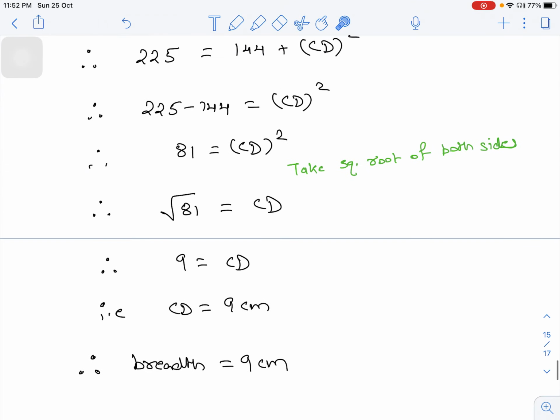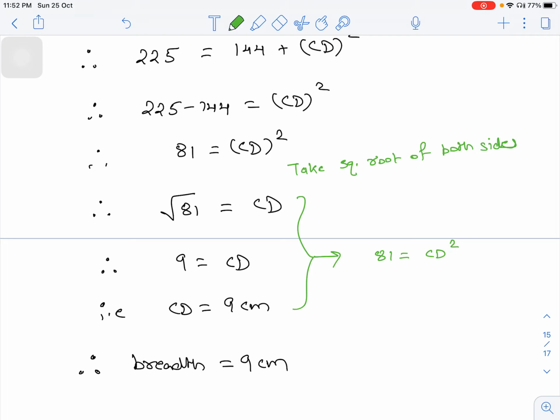Now let us look at this step once again. If you're not able to understand this, I'm writing one more step on this side. This step I am writing here. First we had 81 equals CD square. Now this CD square, we don't want this square over here, we simply want CD.